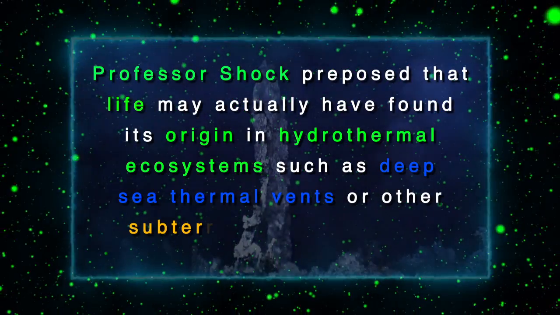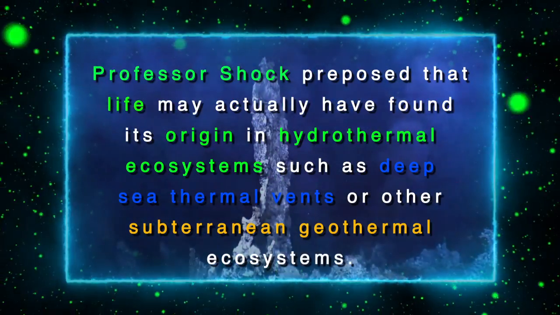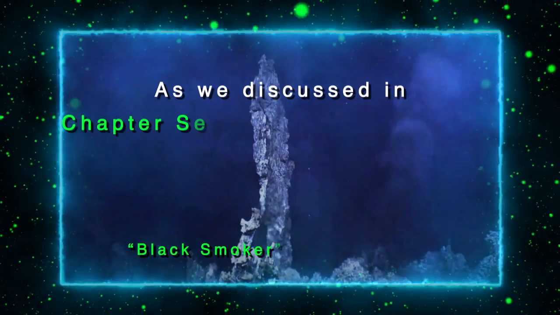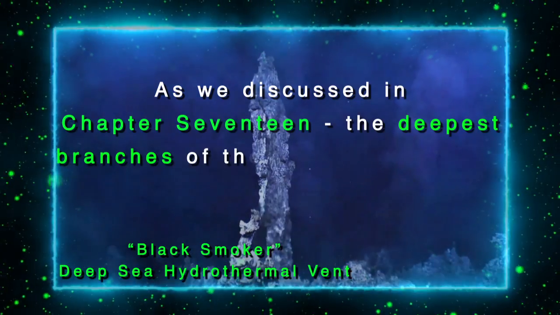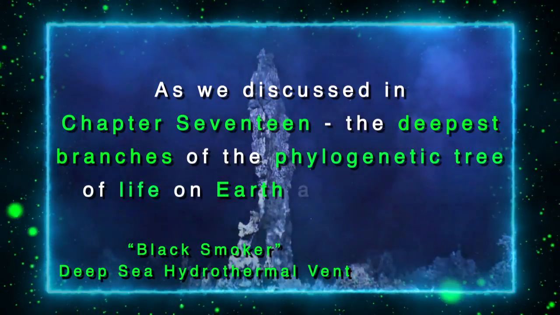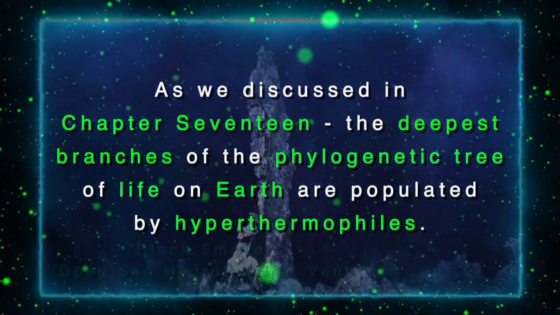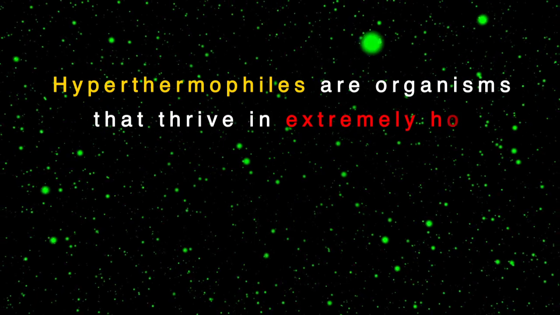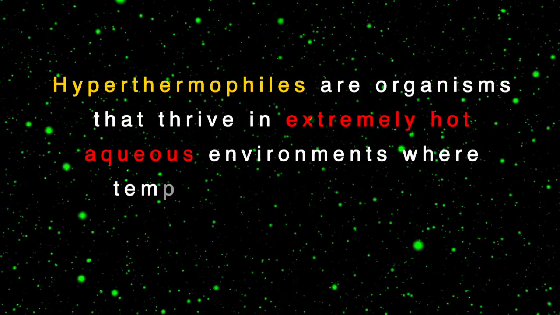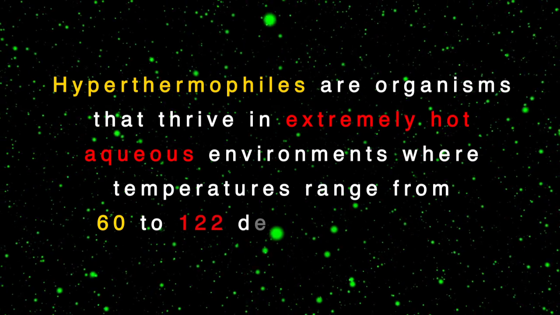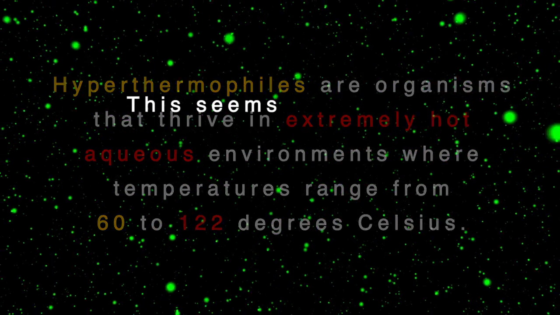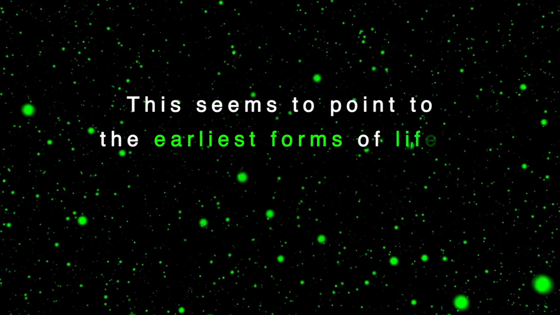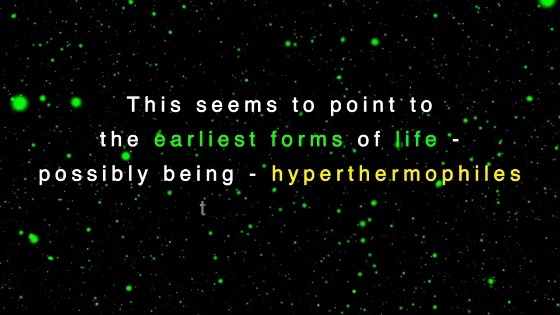Professor Shock proposed that life may actually have found its origin in hydrothermal ecosystems such as deep-sea thermal vents or other subterranean geothermal ecosystems. As we discussed in Chapter 17, the deepest branches of the phylogenetic tree of life on Earth are populated by hyperthermophiles. Hyperthermophiles are organisms that thrive in extremely hot aqueous environments where temperatures range from 60 to 122 degrees Celsius. This seems to point to the earliest forms of life possibly being hyperthermophiles themselves.